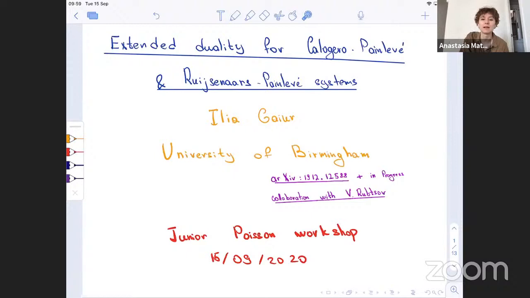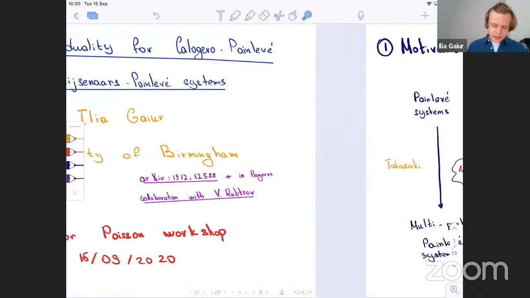I want to thank again Anastasia, Nikita, and Beatrice for this event and for the opportunity to talk here. So my talk will be about the duality arising in so-called collodural Painlevé systems, which are already well known for the community, and for some new Painlevé systems. This work is a collaboration with Vladimir Rubtsov, so we have a preprint on arXiv, and also work is in progress. So the motivation for our work was the following kind of scheme.